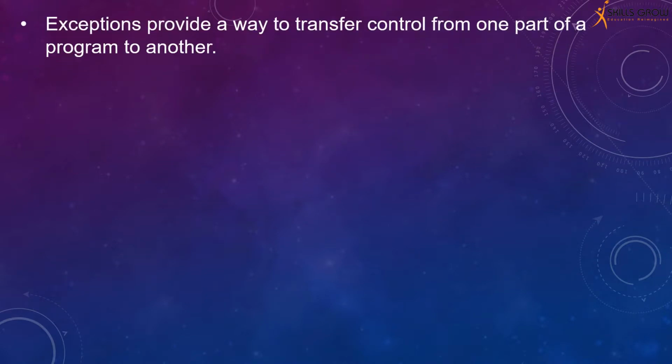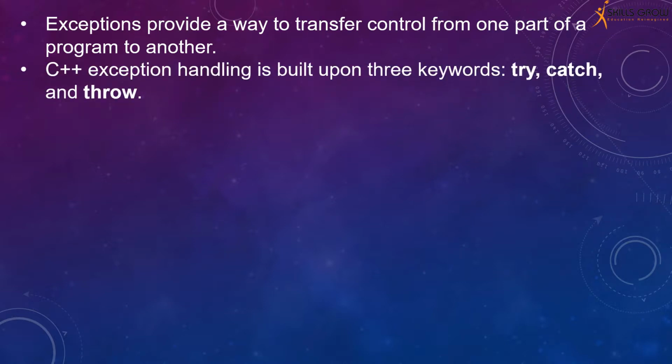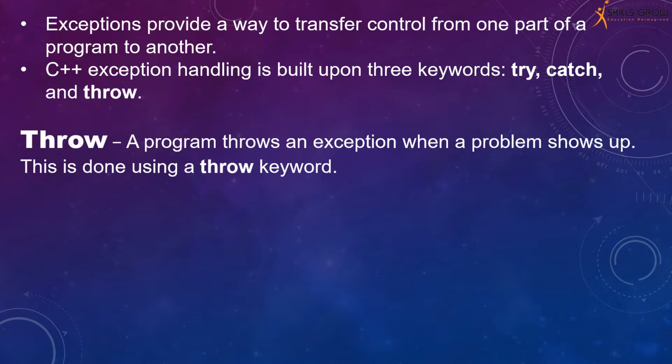Exceptions provide a way to transfer control from one part of a program to another part. C++ exception handling is built upon three keywords: try, catch, and throw. Throw: a program throws an exception when a problem shows up. This is done using the keyword throw.